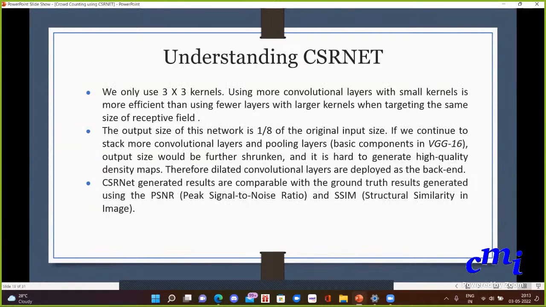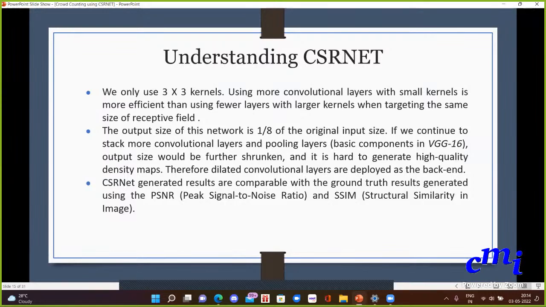Here, 3 by 3 kernels are used because using more convolutional layers with small kernels is more efficient than using fewer layers with larger kernels when targeting the same size of receptive field. The output size of this network is 1/8 of the original input size. And if we continue to stack more convolutional layers and pooling layers, which are the basic components of VGG16, output size would be further smaller. And from that point of view, it is hard to generate high quality density maps.